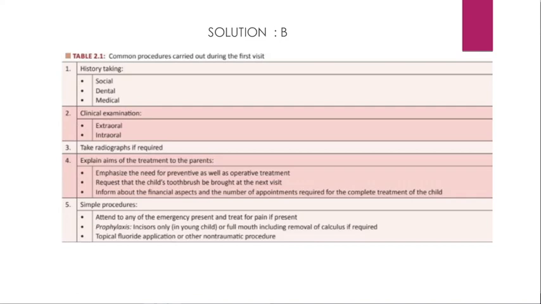And some simple procedures that can be carried out during the first dental visits are prophylaxis and topical fluoride application, or any other non-traumatic procedures, like procedures without involving burs, sounds, or extractions. Those can be avoided. But if there is any emergency condition, that has to be treated.